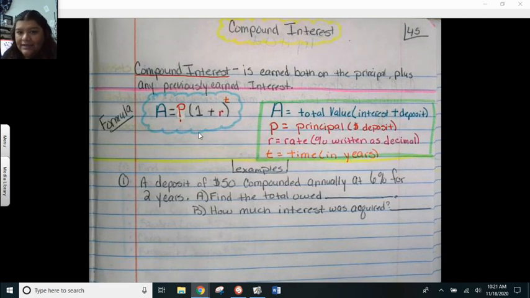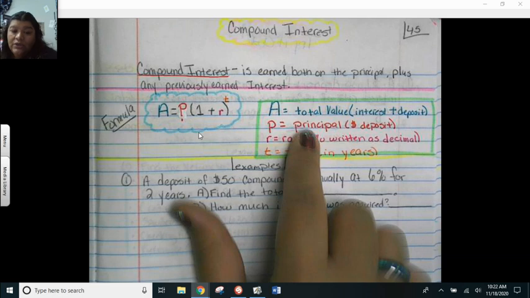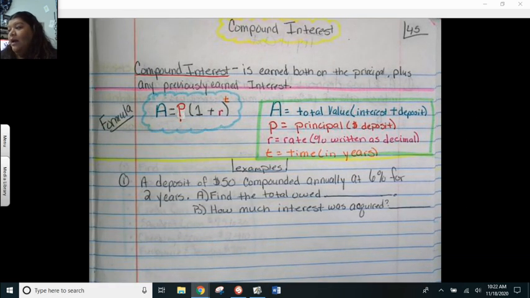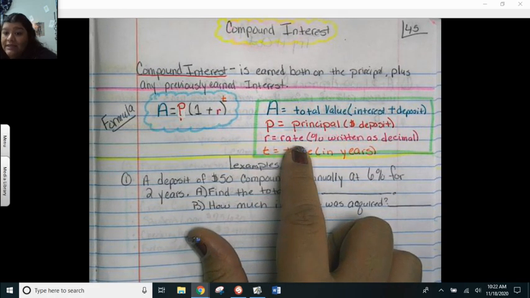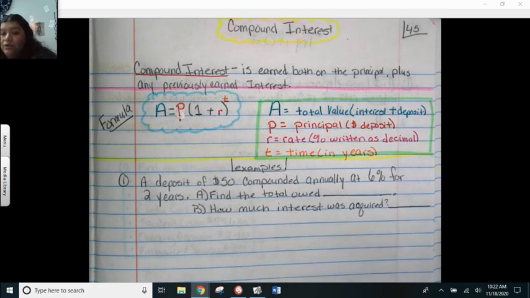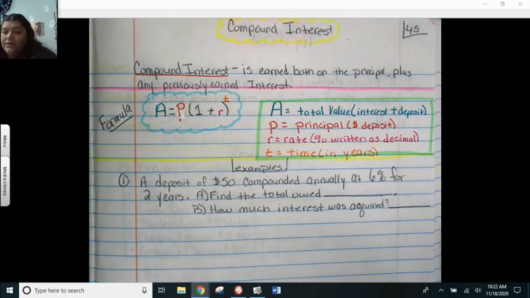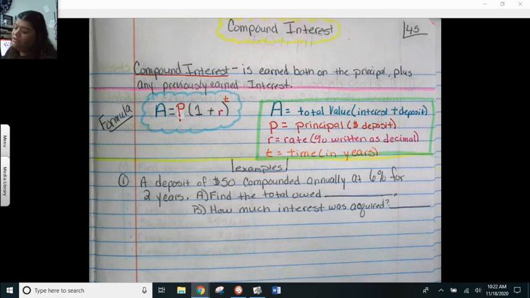So A is kind of like your final balance, okay, your account balance. P is still principal. How much did you initially deposit, or how much did you initially borrow? R is still our rate, and it's written as a percent, as a decimal, so we're going to go 2 places to the left. And T is still time in years. So the 3 main variables mean the same thing, okay? It's just this one gives you your final balance, whereas simple interest just gives you the interest accumulated, okay?